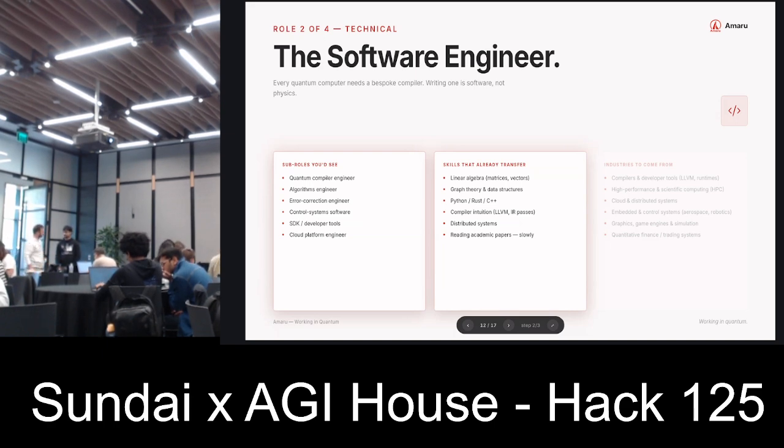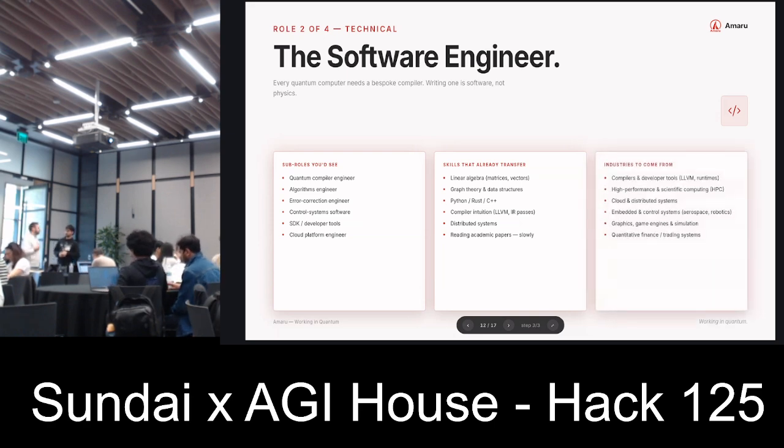software is huge, especially because when it comes to software, a lot of these companies are in some ways building the plane as they're flying, and they're developing their own compilers for their software. So if you can work in that space, there's a huge value add that you would bring to a quantum computing company. Distributed systems and reading academic papers, and I put slowly because these things are dense. So if you have that experience, you can make your way. I wouldn't say easily, but you can make your way as a software engineer.